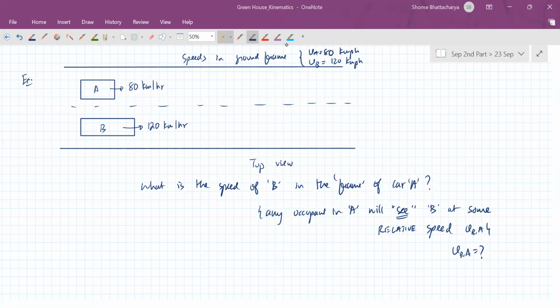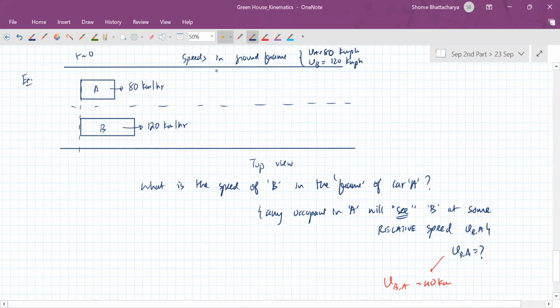So let's do the calculation again. 120 and 80. Yes, very good. That's correct. So in this case, what will happen is it will appear to be 40. Okay. Because if this is at time t equal to 0, they are alongside.